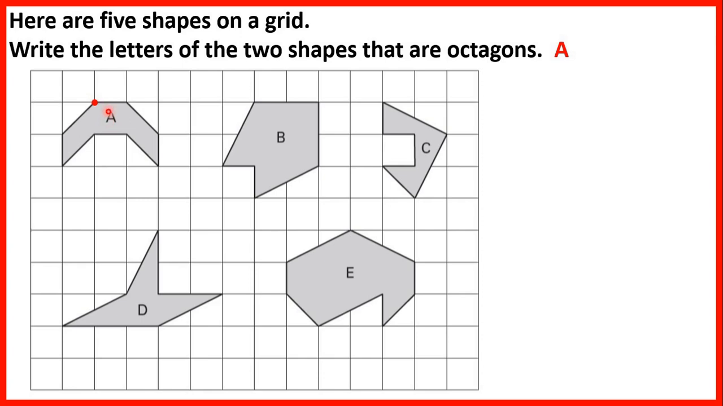And because we counted 8 sides, we know that shape A is an octagon. So now for shape B, we have 1, 2, 3, 4, 5, 6. So we have 6 sides, which means that shape B is a hexagon, not an octagon. For shape C, we have 1, 2, 3, 4, 5, 6, 7. So that's a heptagon, not an octagon.